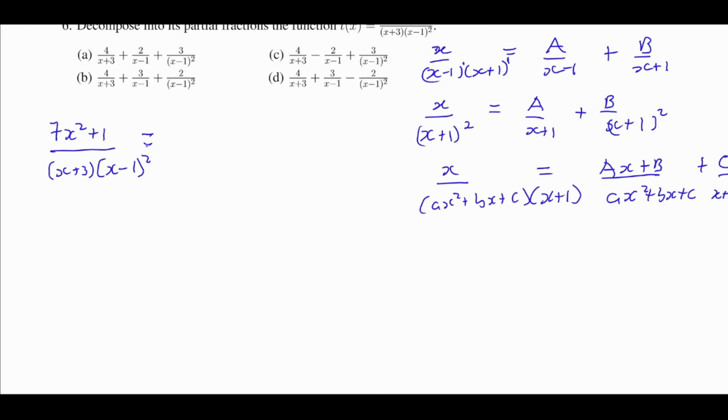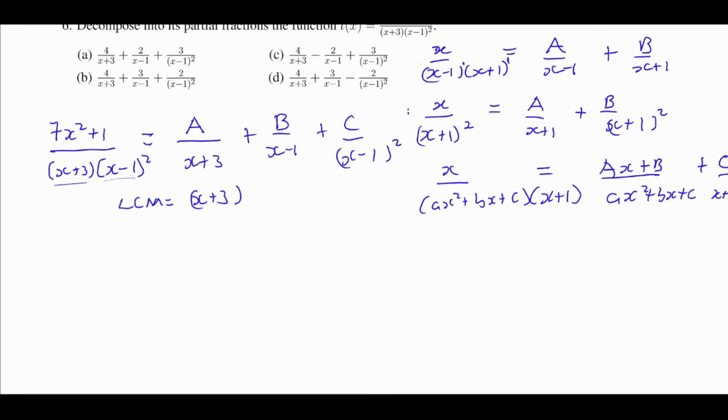And so when we want to decompose this one, you can see that we have a linear factor here and a repeated factor. So we'll combine the two ideologies. Our A will be over x plus 3, plus our B over x minus 1, plus our C over x minus 1 squared. Now we simplify this one and equate it to the numerator. If I'm going to simplify, I'll have to find an LCM, and the LCM will be x plus 3 multiplying x minus 1 squared.